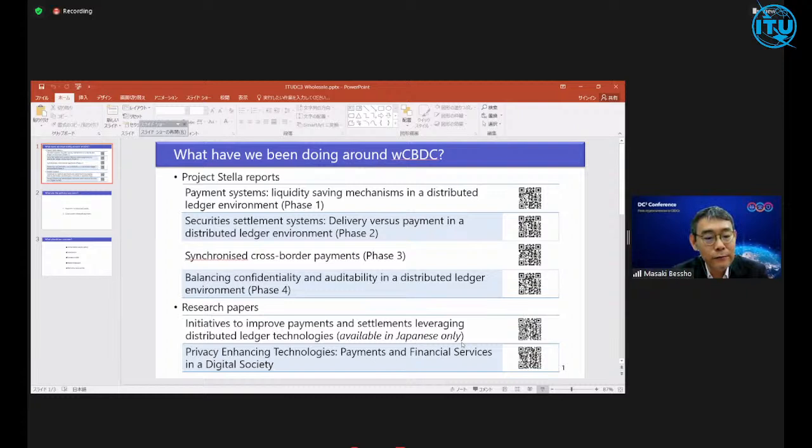In 2016, we launched a joint research project with the European Central Bank. The project name is Project Stella. Our motivation was to explore the potentials and challenges of introducing DLT-based platform for the large value interbank payments. We have published four reports on this project, and these reports cover liquidity saving mechanism, delivery versus payment for securities, and payment versus payment for cross-currency transactions, and privacy-enhancing technologies. And in addition to that project, we are working on researches. Last year, in 2022, we published a paper analyzing WCBDC explorations of peer central banks and another paper on programmability of payments.